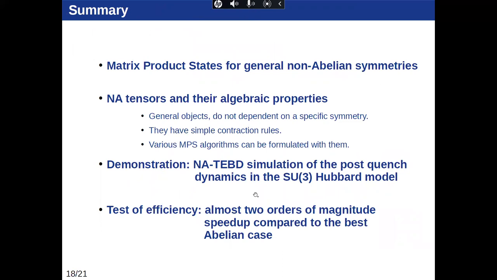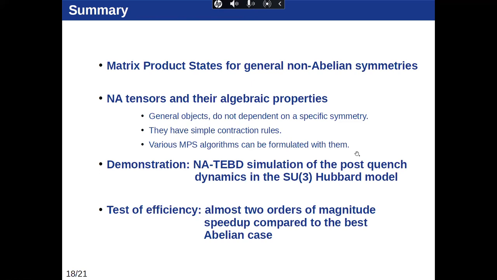So now I think I summarize my talk. We defined matrix product states for general non-Abelian symmetries. We introduced NA tensors and their algebraic properties. These are general objects, so the structure does not depend on a specific symmetry. They have rather simple contraction rules. And not only TDVP, but various MPS algorithms like DMRG or TDVP can be reformulated using these NA tensors.